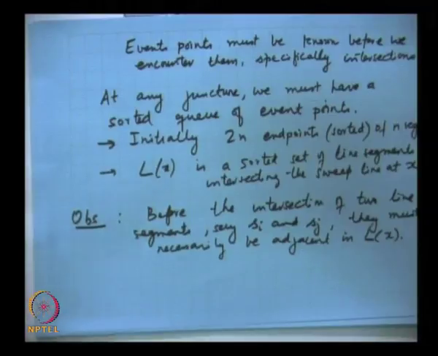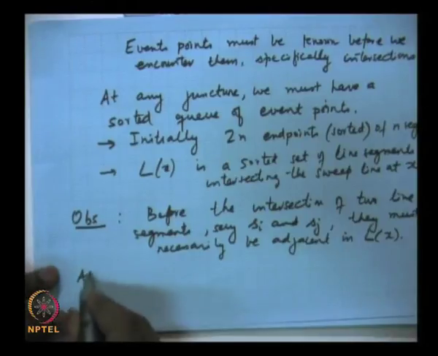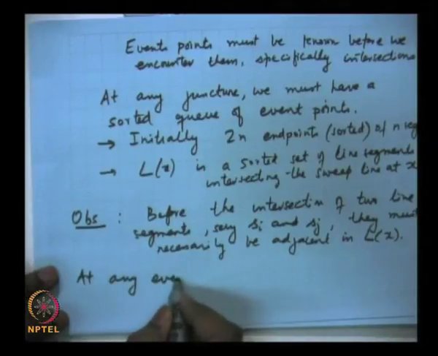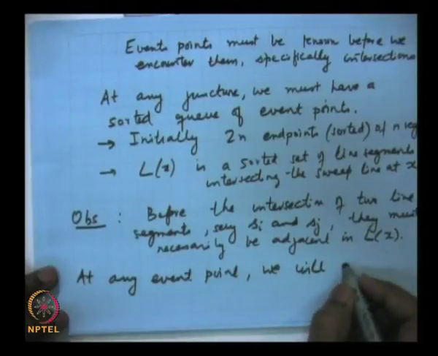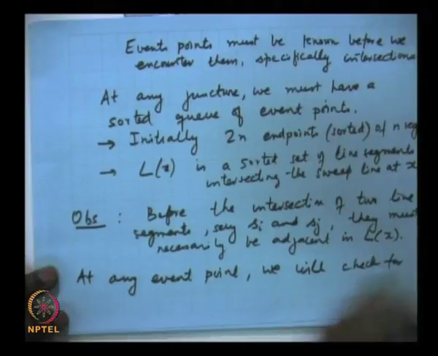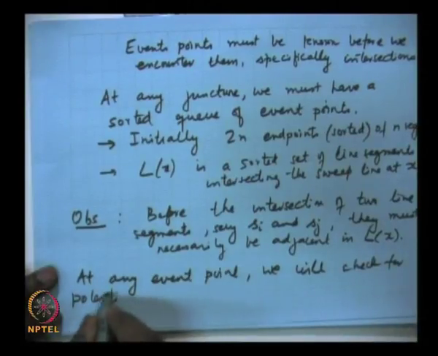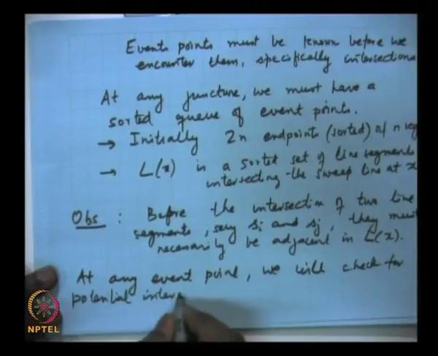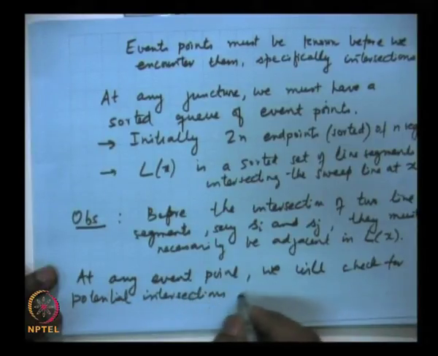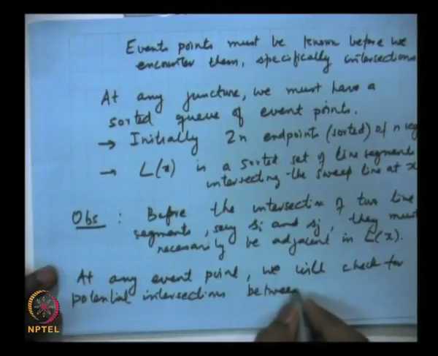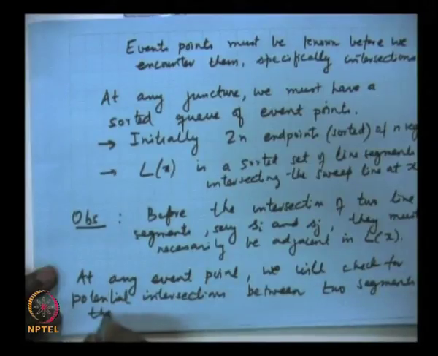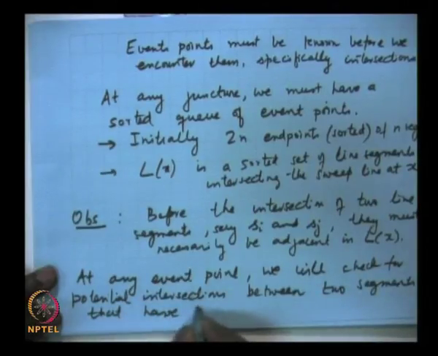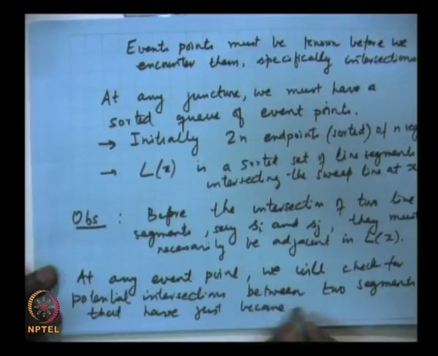The moment we find two new line segments are adjacent, we will check for potential intersection. Okay. So, at any event point, we will check for potential intersections between two segments that have just become adjacent.